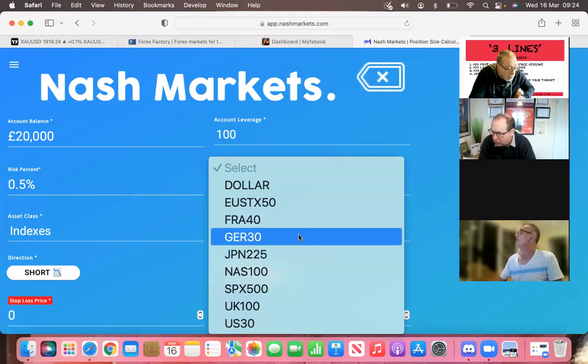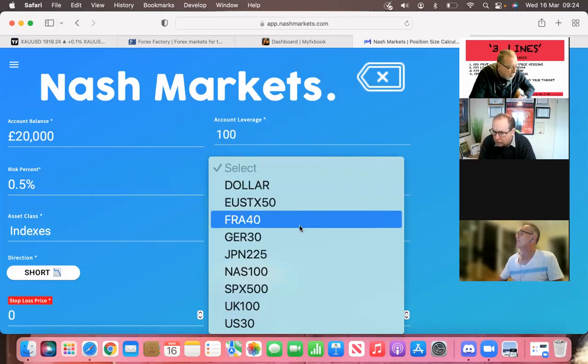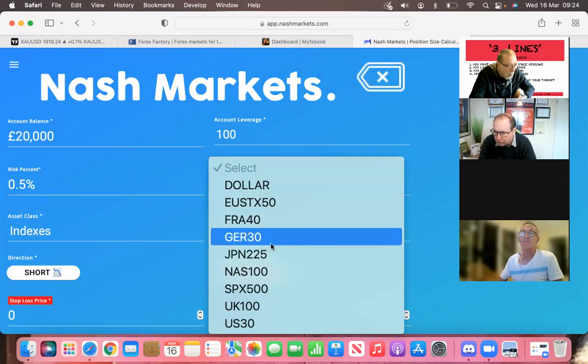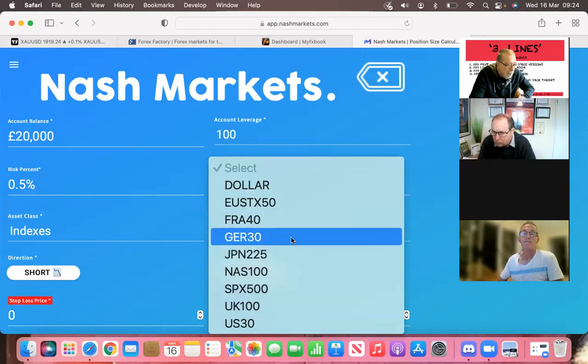Then there are 2 metals, and then there are 2. I think there's 1 energy. I think he does US oil as well. So all of Jeff's indices are covered in this position size calculator.